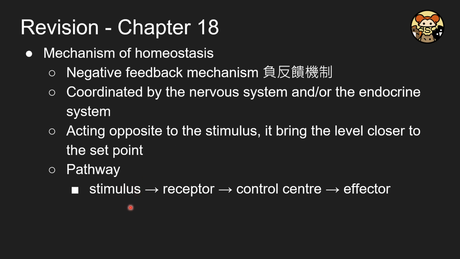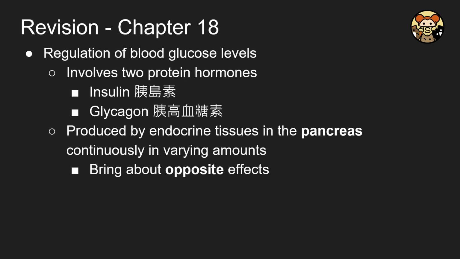The pathway is that we receive a stimulus, and then a detector picks up the stimulus, and the signal is transferred to the control center. Then the control center will fire a nerve signal or a signal to the effector, and then we bring back the negative effect. We use the regulation of the blood glucose level as an example. It involves two protein hormones. One is called insulin, and another one is called glucagon. They are produced by endocrine tissues in the pancreas continuously, and they have opposite effects.